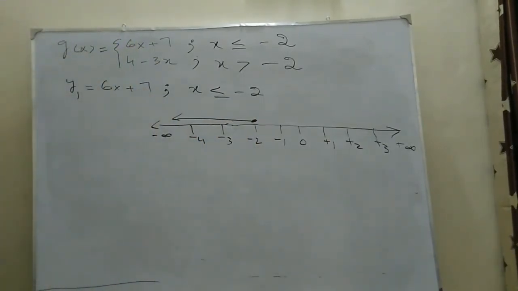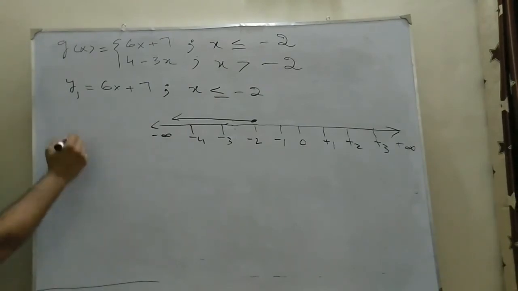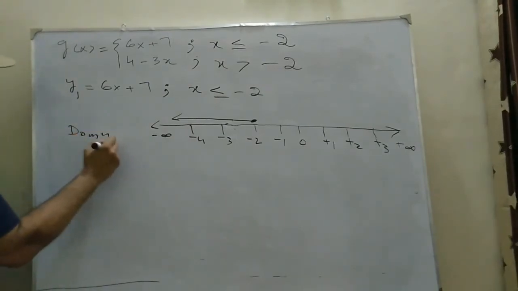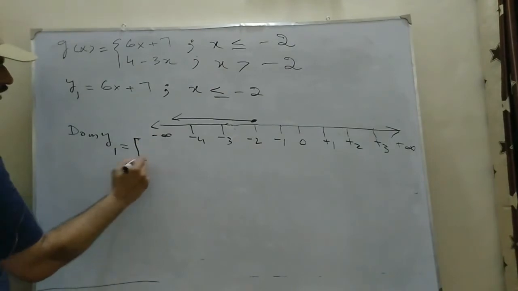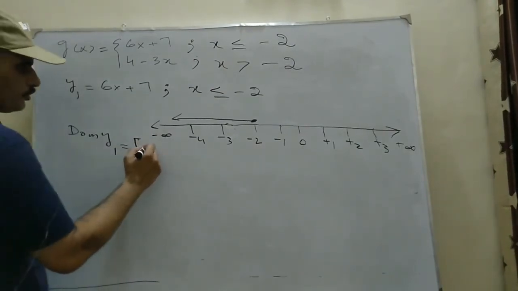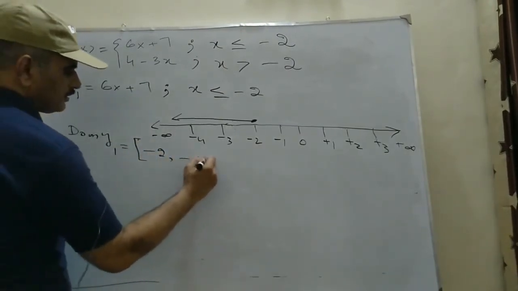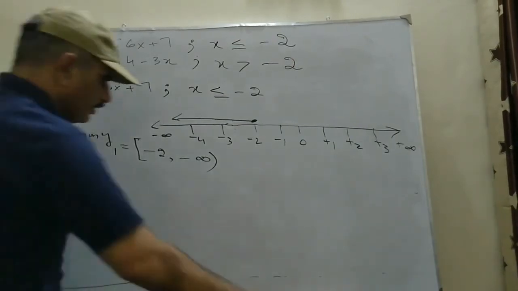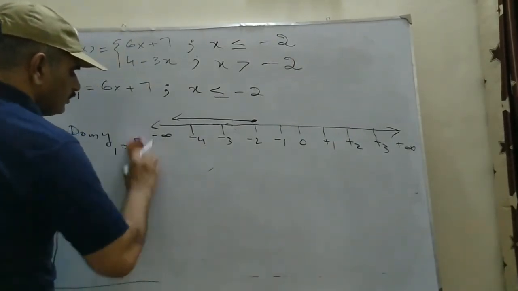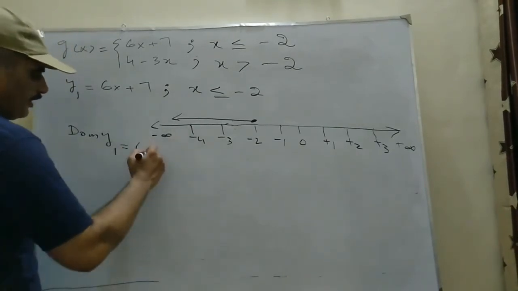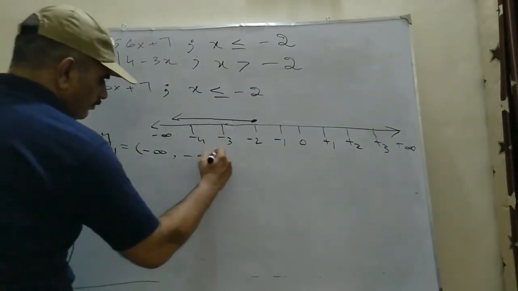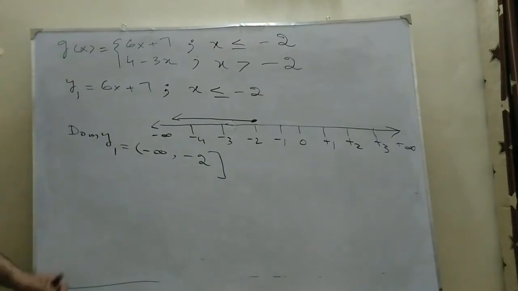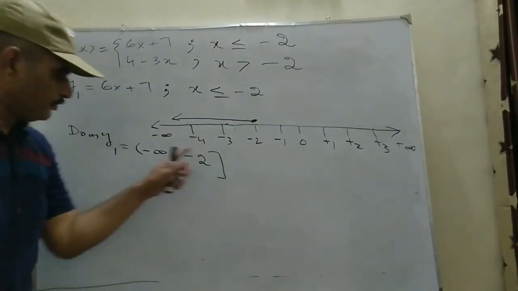Now what will be our domain? Our domain of y1 will be from smallest to greatest value, so minus infinity to minus 2.